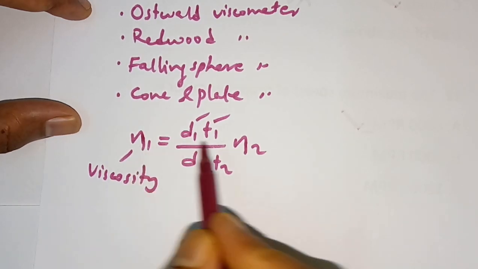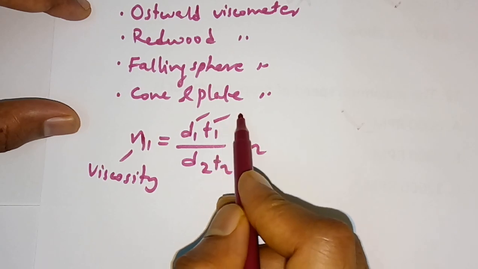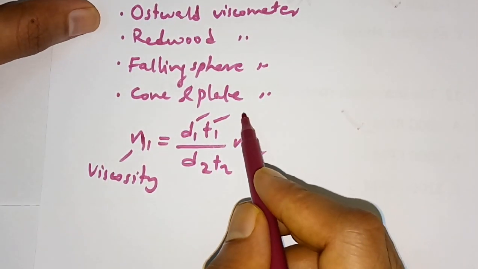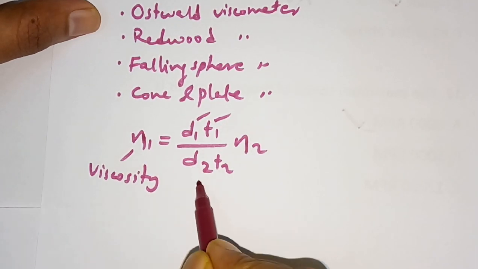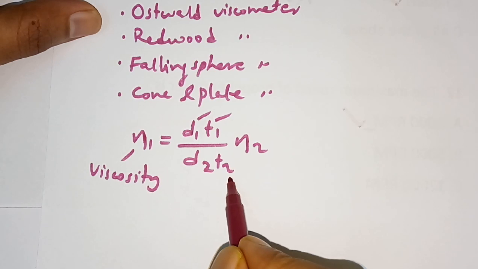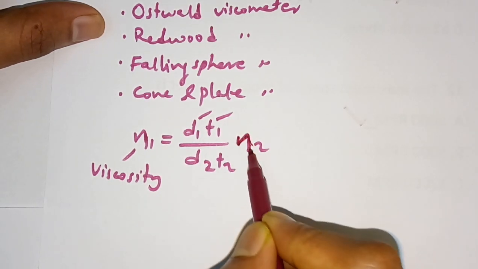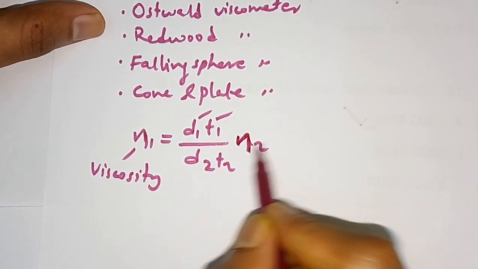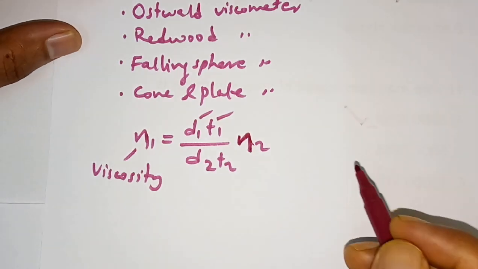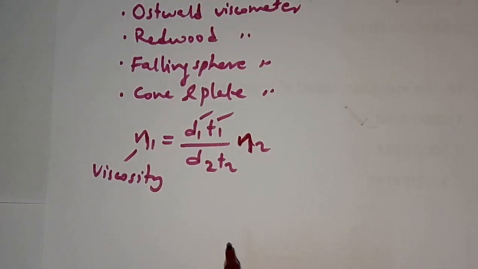So this is the viscosity of the unknown liquid, N1. D1 is the density of the unknown liquid. T1 is the time taken to fall down for the unknown liquid. D2 is the density of the known liquid. T2 is the time of fall of the known liquid. N2 is the viscosity of the known liquid.